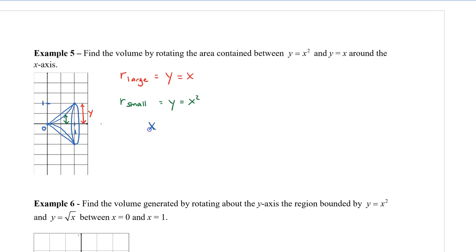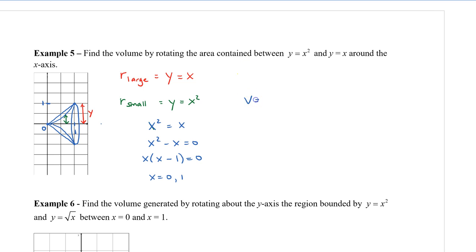So you can actually intersect the two equations. So we have x squared minus x equals 0. Factor out the x, and then x equals 0 and 1, which is what we have.